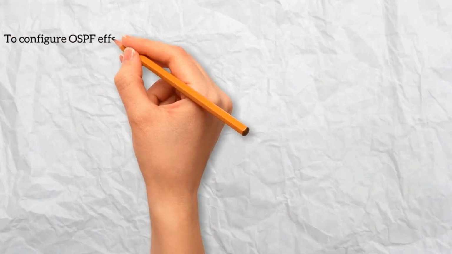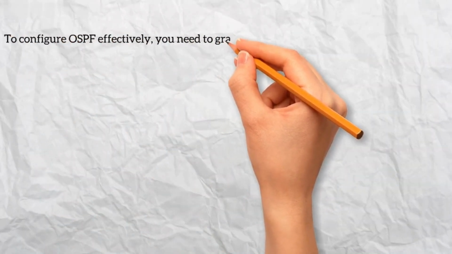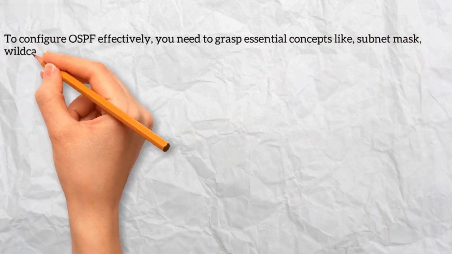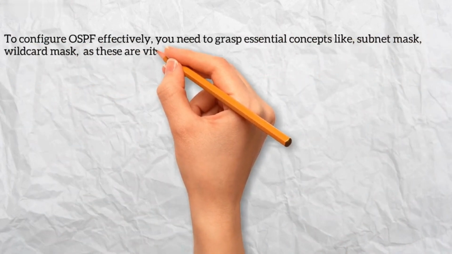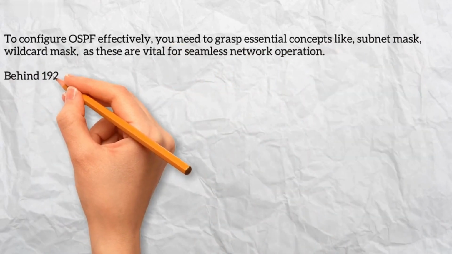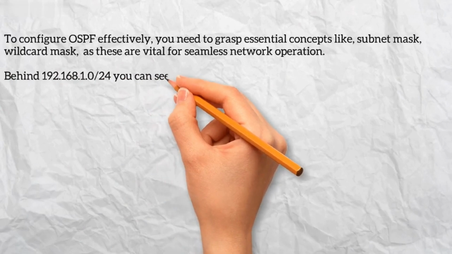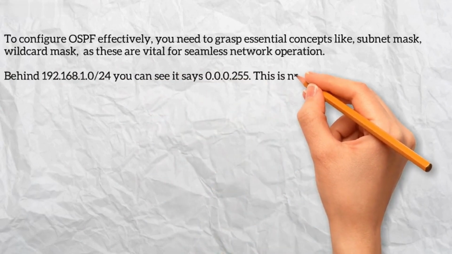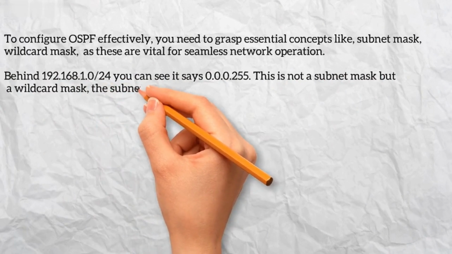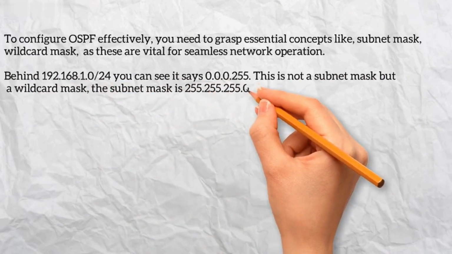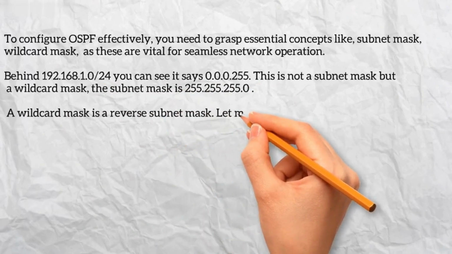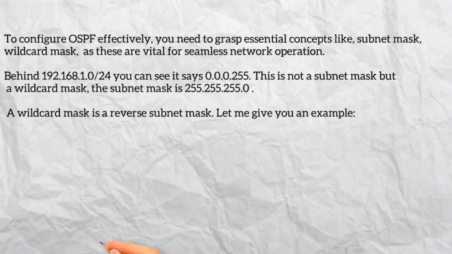To configure OSPF effectively, you need to grasp essential concepts like subnet mask and wildcard mask, as these are vital for seamless network operation. Behind 192.168.1.0/24, you can see it says 0.0.0.255. This is not a subnet mask. This is a wildcard mask. The subnet mask is 255.255.255.0. A wildcard mask is a reverse subnet mask. Let me give you an example.